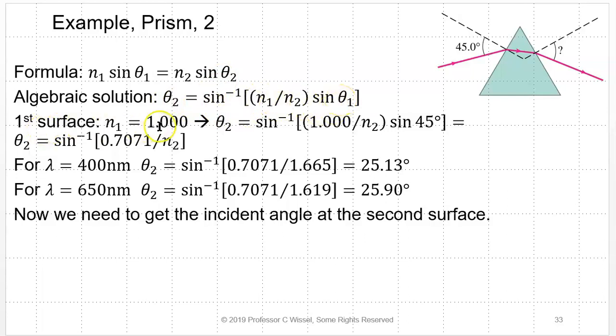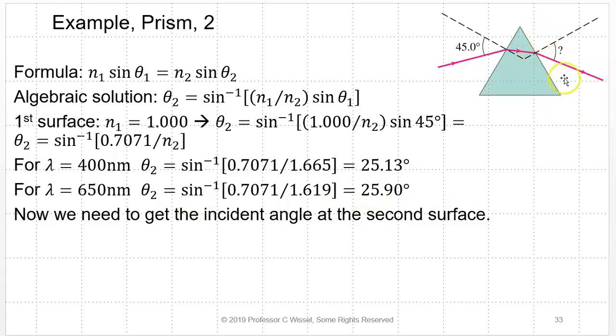At the first surface, N1 is 1, so we can plug that in here, and we also know the angle is 45 degrees. We can reduce that to this: theta 2 equals the inverse sine of 0.707 divided by N2. At this point, we plug in the index of refraction for our first wavelength into this equation, and we wind up with 25.13 degrees. For the other wavelength, we plug in its index of refraction, and we wind up with 25.90 degrees.